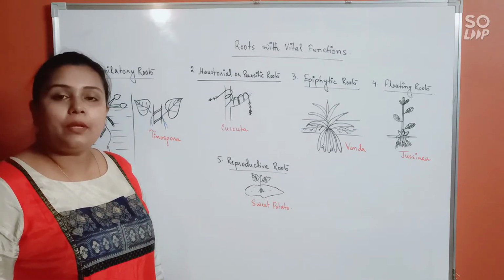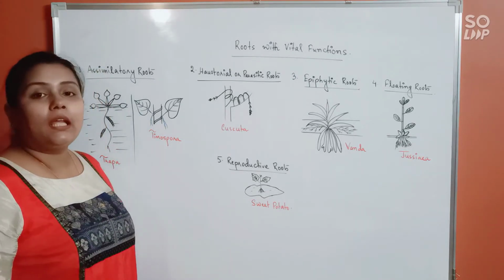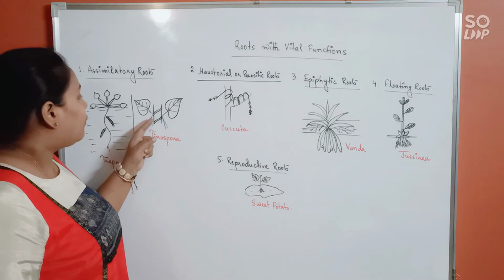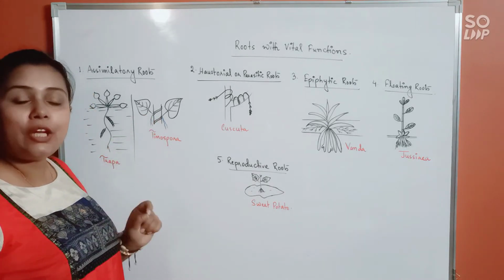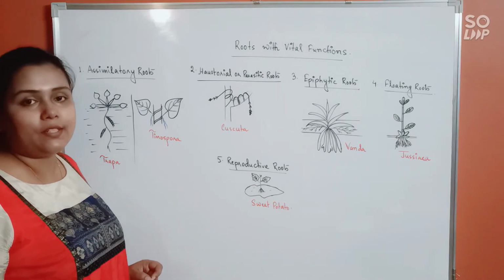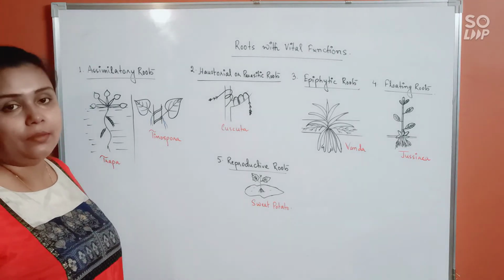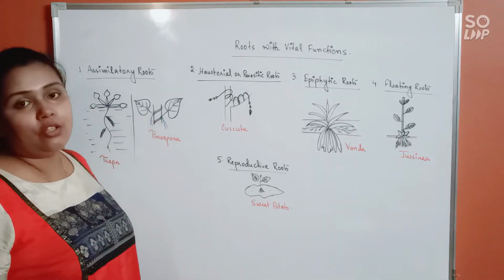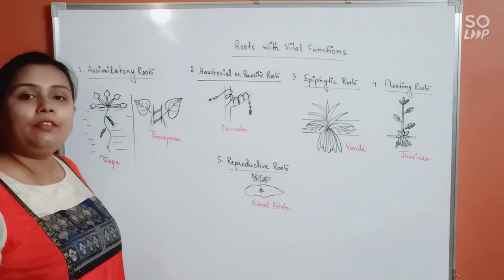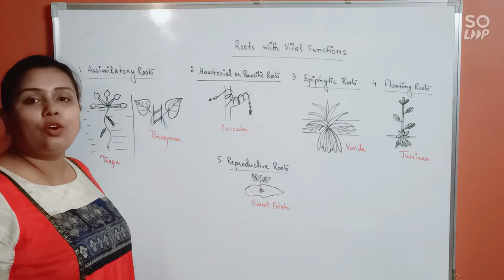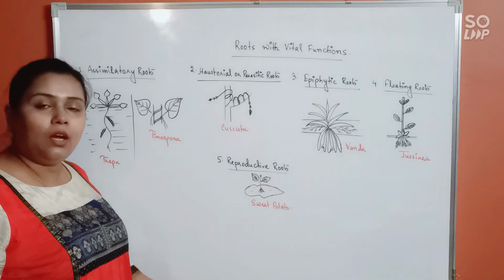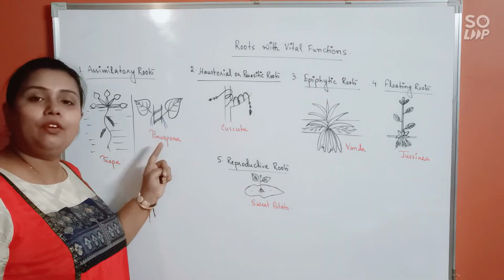Now, similarly in Tinospora, from the nodes, certain green thread-like structures arise during the rainy season. These thread-like structures help in photosynthesis and hence are the assimilatory roots. Later on, as the rainy season is over, they will shrivel.